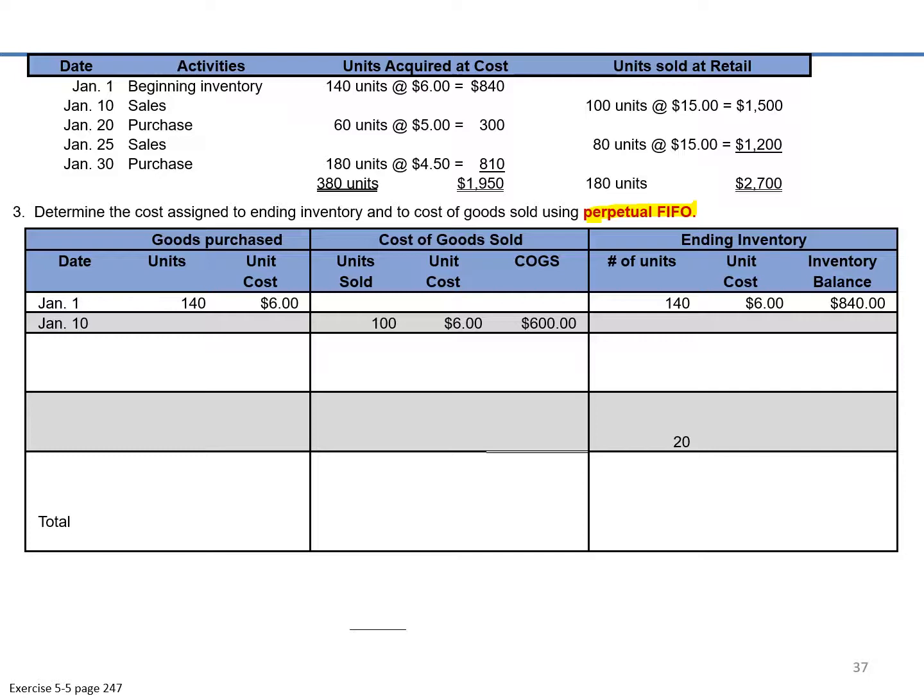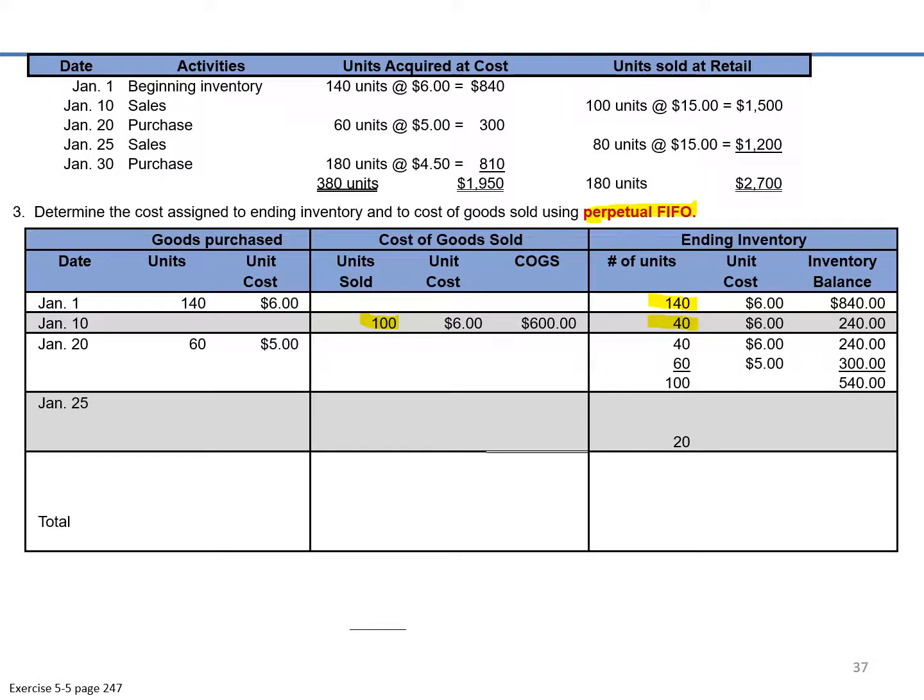Which means we now have, we started with 140, we sold 100, so we have 40 units left at a cost of $6, or $240. Then on January 20th, we purchased 60 units at a cost of $5. So now we have our 40 units remaining from this one at $6, or $240, plus the 60 we bought at $5, or $300. So now our ending inventory is 100 units for a total of $540.